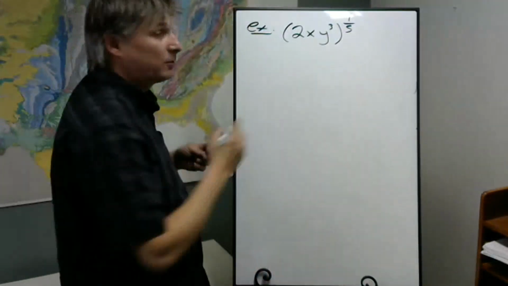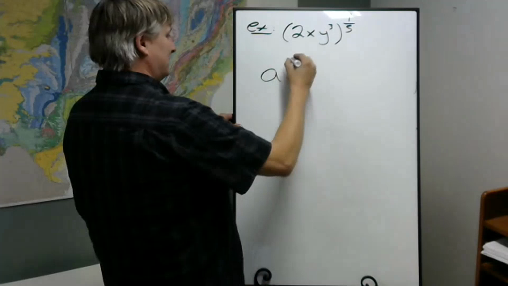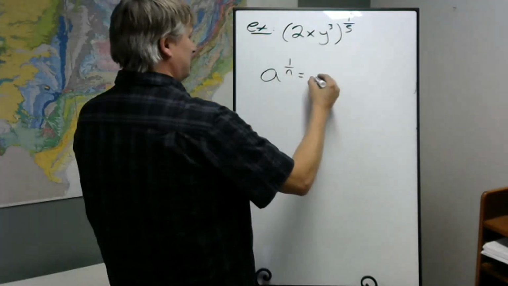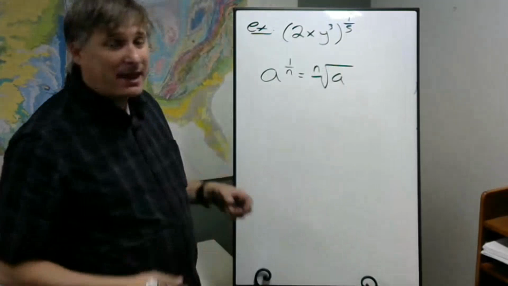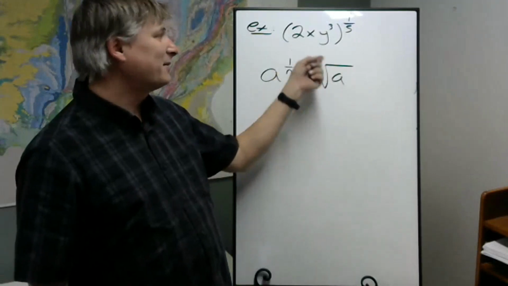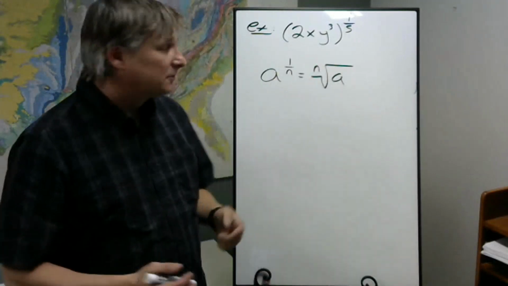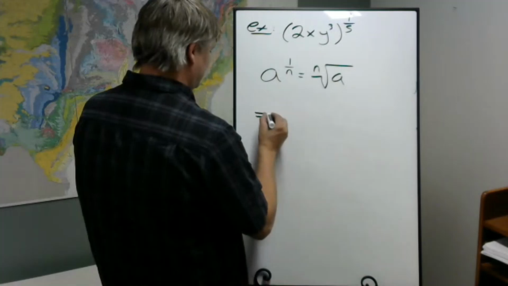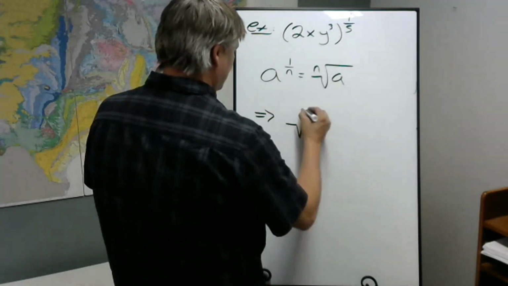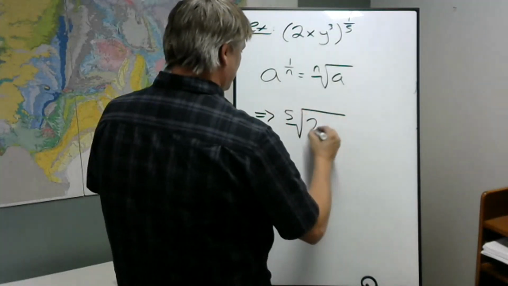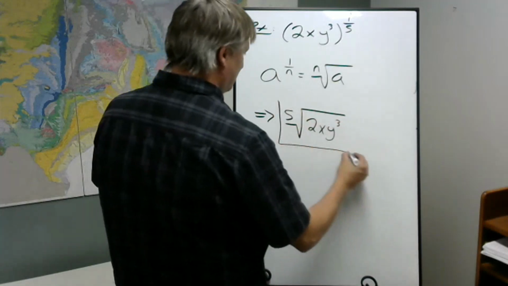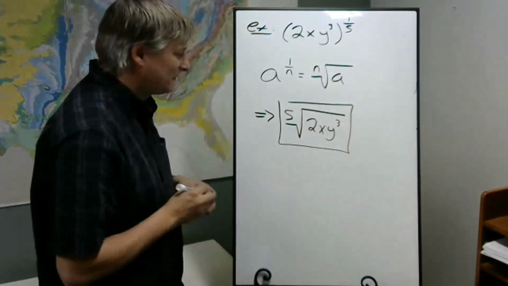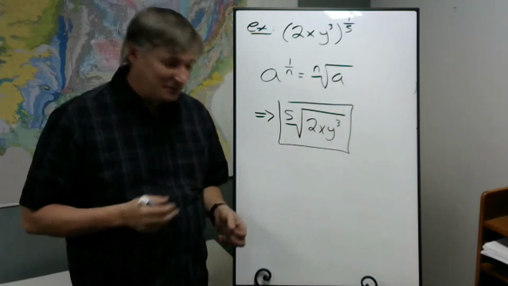Well, again, we're going to use the fact that a to the 1 over n is the nth root of a. Now, in this case, a is the entire thing here in parentheses. So this means the fifth root of 2x y cubed. All right.